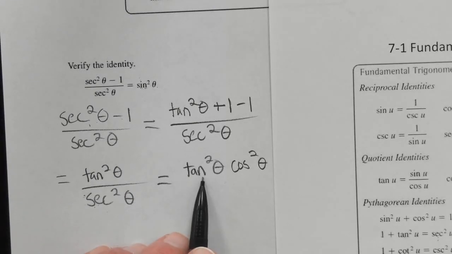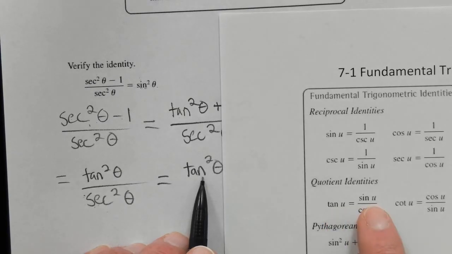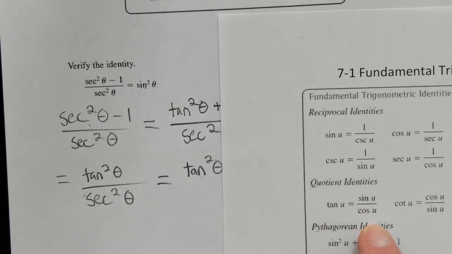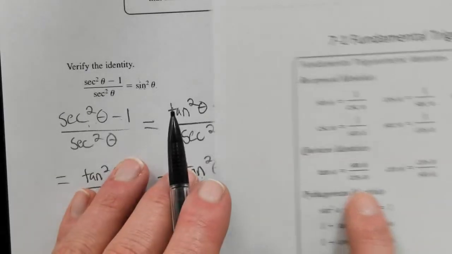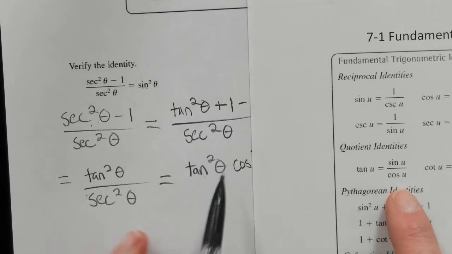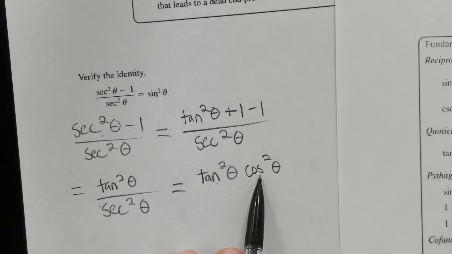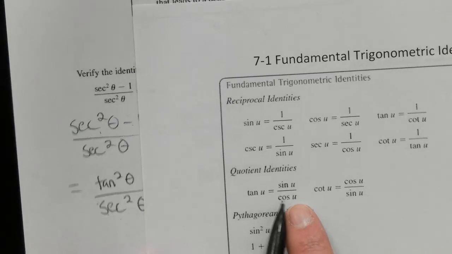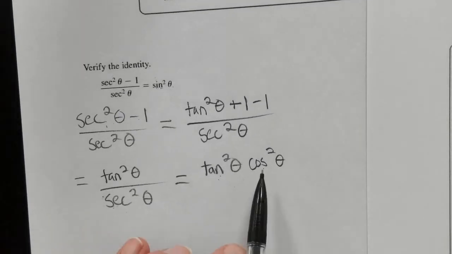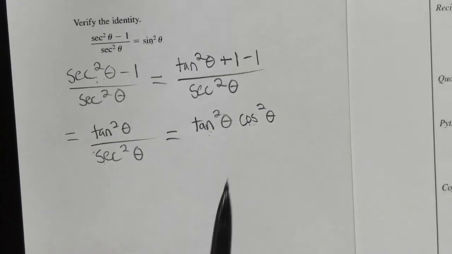Well, let's take a look at tangent. What's tangent equal to? Tangent is equal to sine over cosine. All right, so that's one way that I can get my sine in there. And that actually is going to work out very nicely, because it's going to be nice to have a cosine squared in the denominator since we have a cosine squared in the numerator, and they'll end up canceling out and leaving me with what I want.